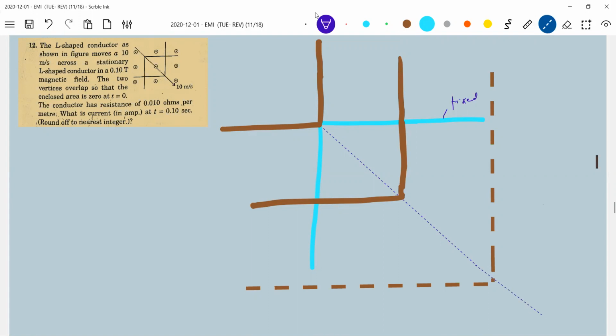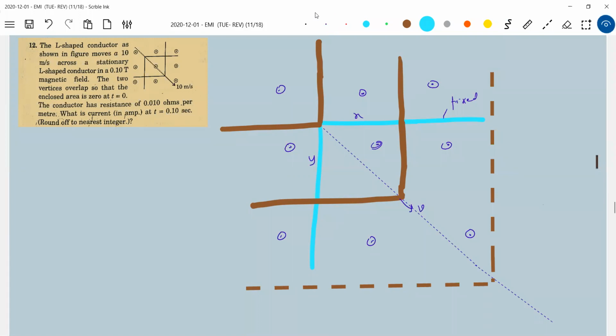Okay, now get into the concept. It is moving with a speed v, 10 meter per second, constant, and B bar is present everywhere. Different shape structures can be asked like this. If you can calculate the area of the loop at any time t, we'll get the flux. Such numericals we have discussed.